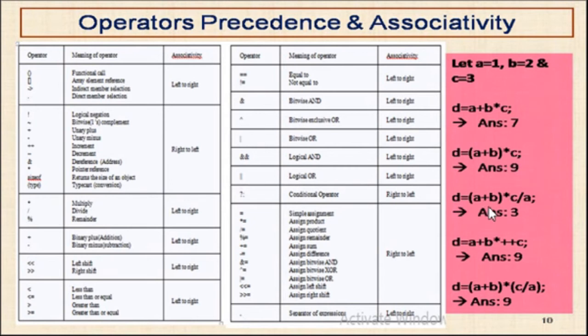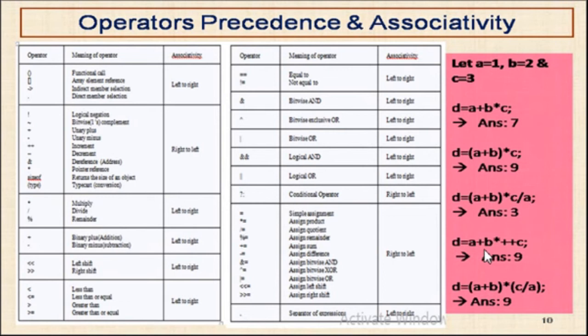Another example, within parenthesis A plus B, star C, division. Parenthesis has the highest priority, so this will be executed first. A plus B, 1 plus 2, 3. Then from left to right, star will be executed first, because star and divide, multiplication and division, both have the same hierarchy, and from left to right, star comes first. So it will go for the multiplication: 3 into 3, 9. Then 9 divided by 3. So the answer is 3.